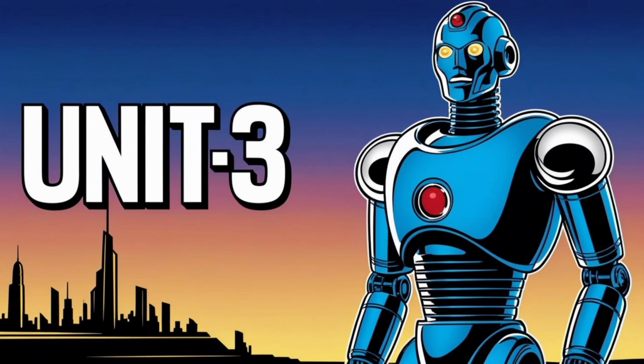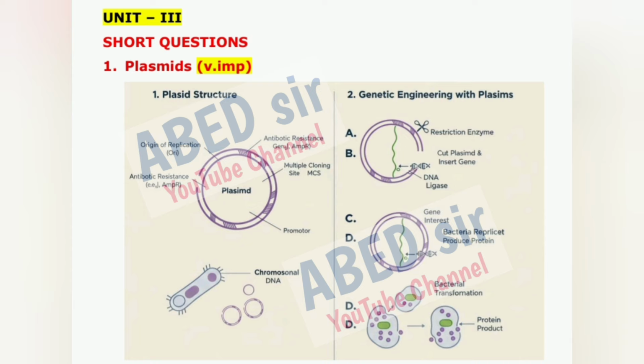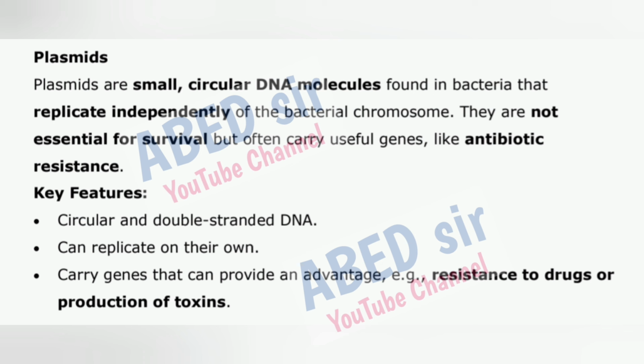Unit 3, first important short question is Plasmids. Plasmids are small, circular DNA molecules found in bacteria that replicate independently of the bacterial chromosome. They are not essential for survival but often carry useful genes, like antibiotic resistance. Key features: circular and double-stranded DNA. Can replicate on their own. Carry genes that can provide an advantage, for example, resistance to drugs or production of toxins.